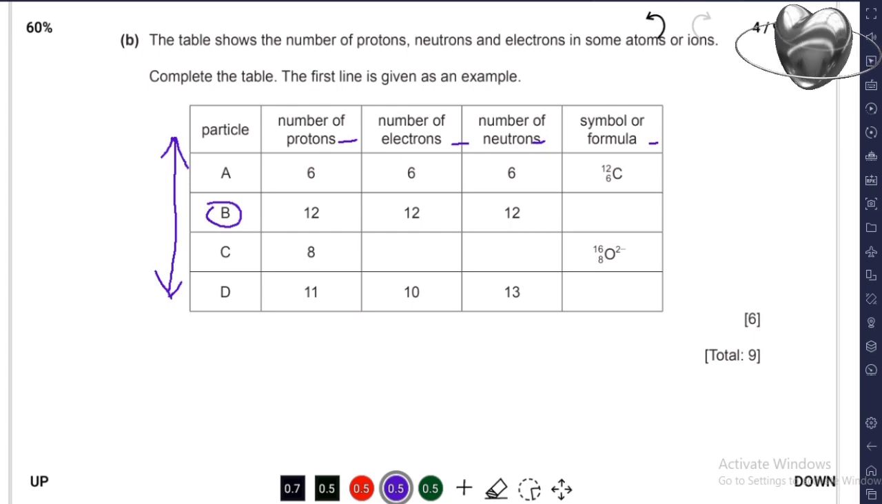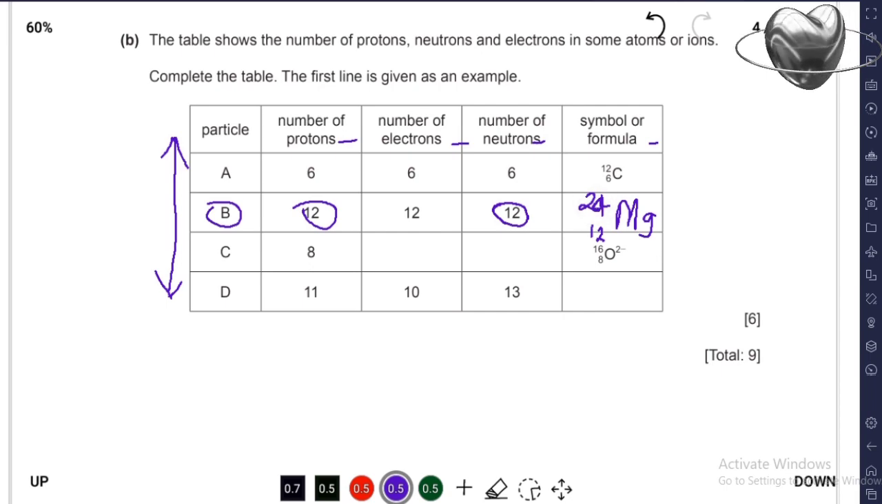When we go to the atomic, or should I say the periodic table, we look for a particle with a proton number of 12, we'll find that it will be magnesium. The proton number is 12, so a subscript will be 12. We add the number of protons with the number of neutrons, we'll find the nucleon number, which will be 24. We write it as a superscript, that is 24.